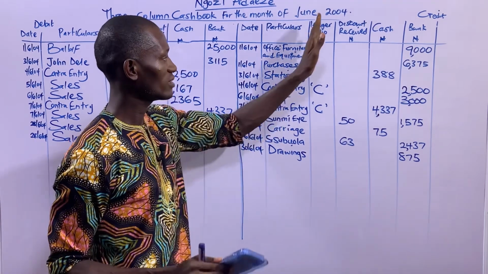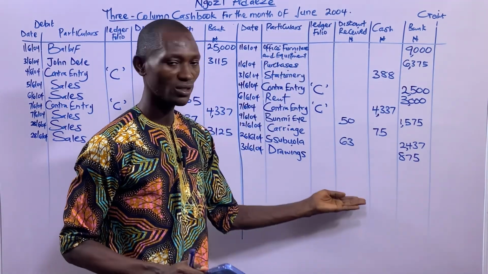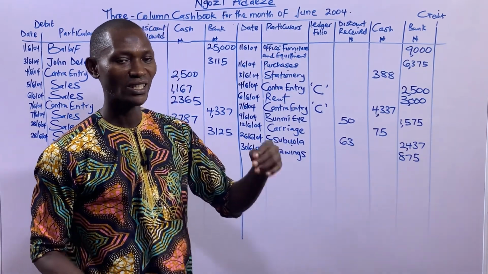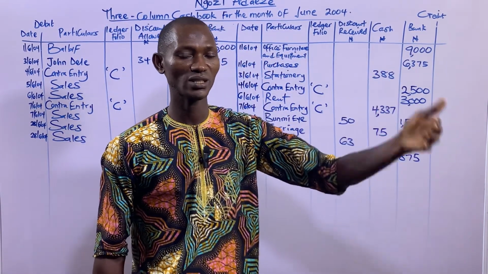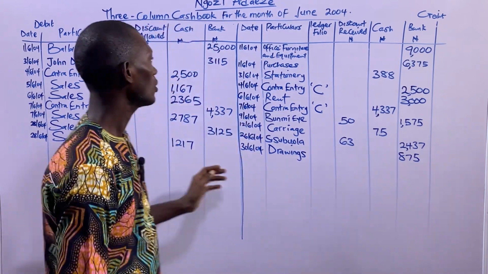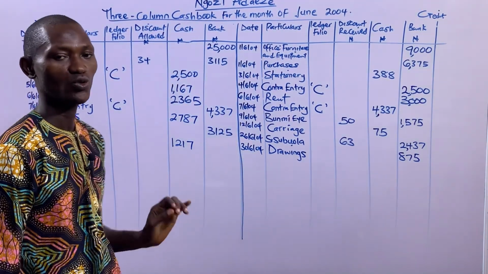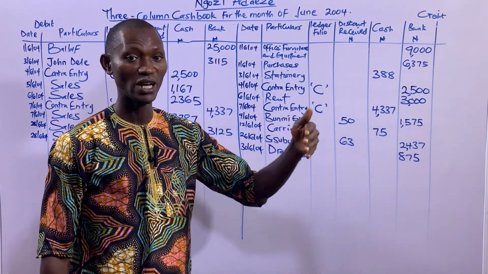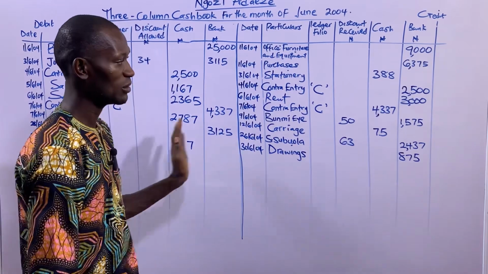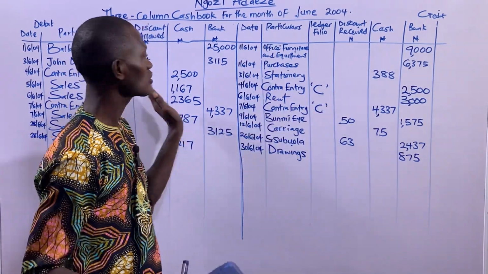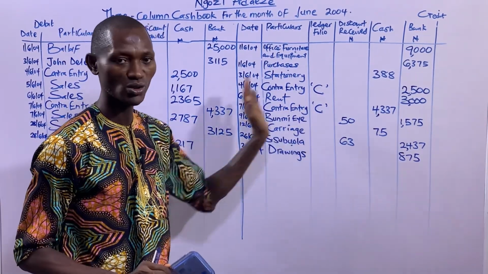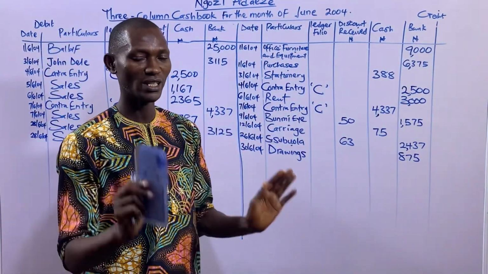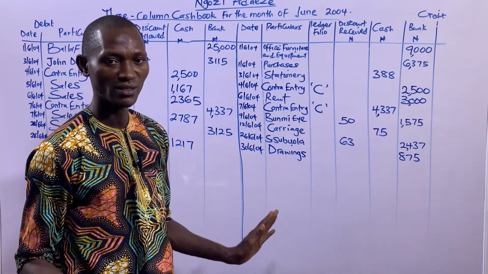No, just add the total of discount received, put it here, and the total of discount received will be credited in the discount received account in the general ledger. Also, the total of discount allowed will be obtained and debited in the discount allowed account in the general ledger. So they are memoranda accounts. Don't use the two discount columns to balance each other. No, just add the total of the two and leave it that way.